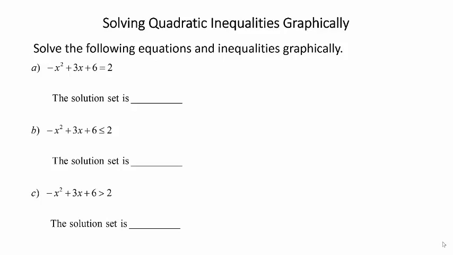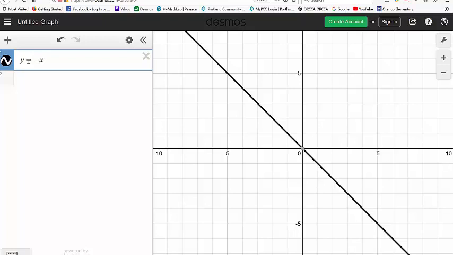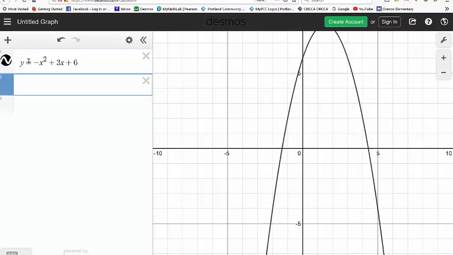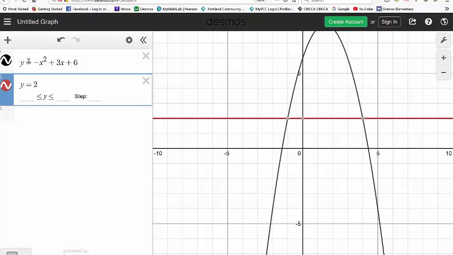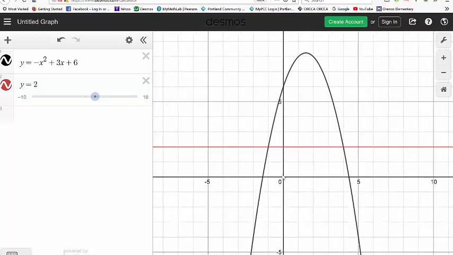we're also going to graph y equal to 2. I want to show you graphically what's happening, how we solve that, how we want to think about it. So I want to graph y equals negative x squared plus 3x plus 6, and I also want to graph y equal to 2. Okay. And I'm going to shift this a little bit so we're seeing the maximum of the parabola there.